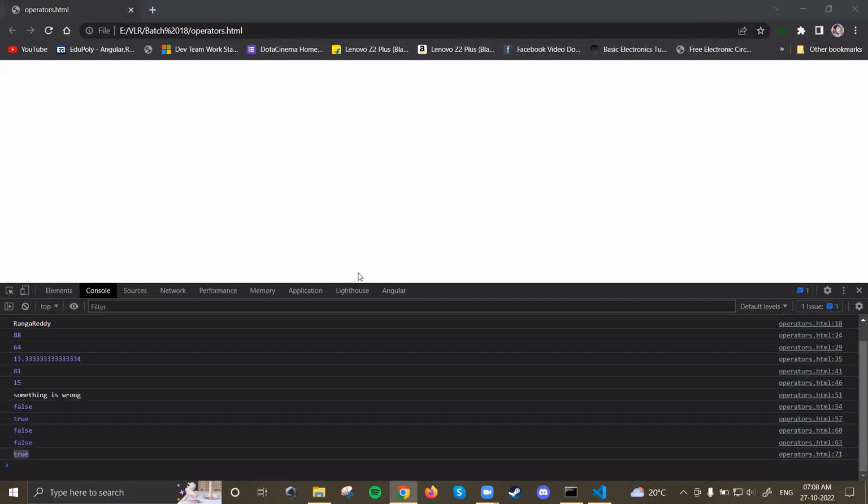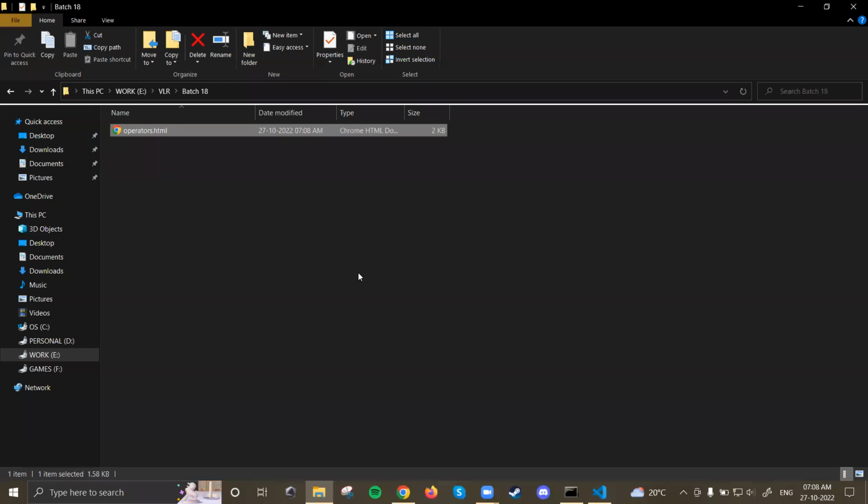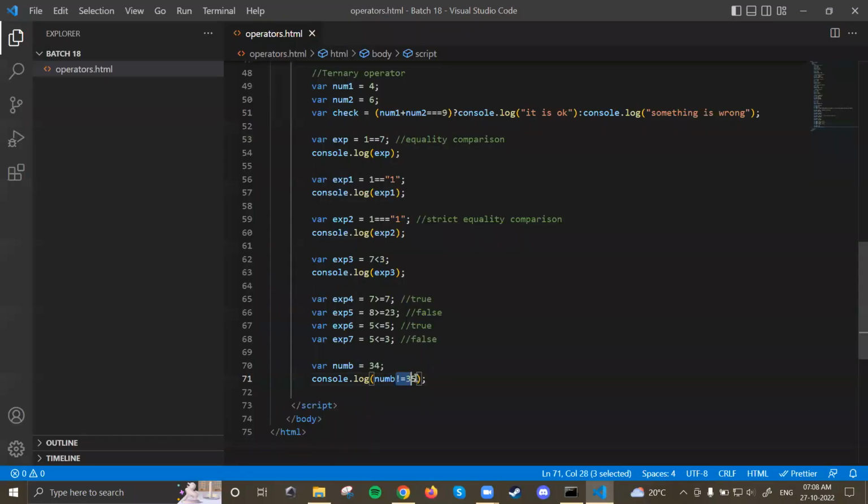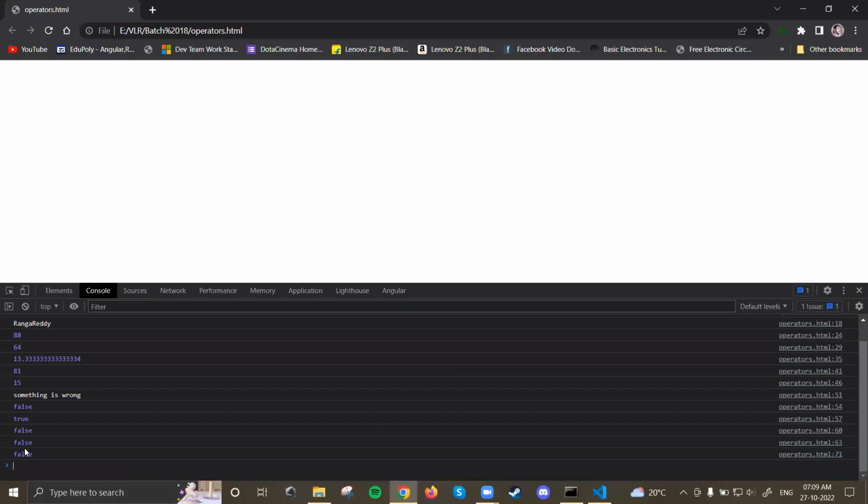Okay, so this not is used for checking if something is not satisfying a condition. Okay, this is the condition which is not being satisfied. So if I write here not equal to 34, what will be the output? If we are checking whether the number is not equal to 34, is it true or false? False. Yes, we get here false.